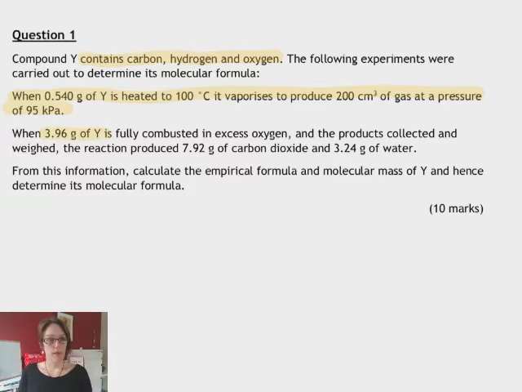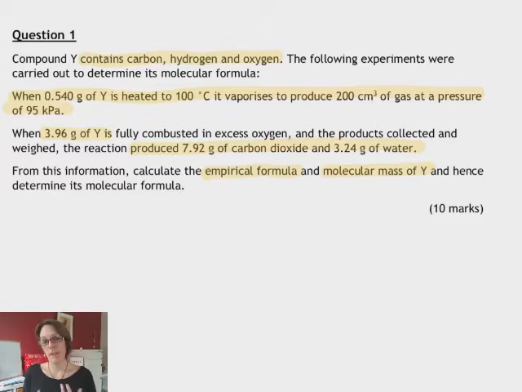Then we have some separate information about a different sample, burnt in oxygen, and we're given the masses of carbon dioxide and water. So that sounds like I'm going to need a balanced equation and some sort of mole calculation. And it says calculate the empirical formula and the molecular mass. Now actually it doesn't matter which way round you do this. So I'm going to start with the ideal gas information first, because it's probably easier to get your head round.